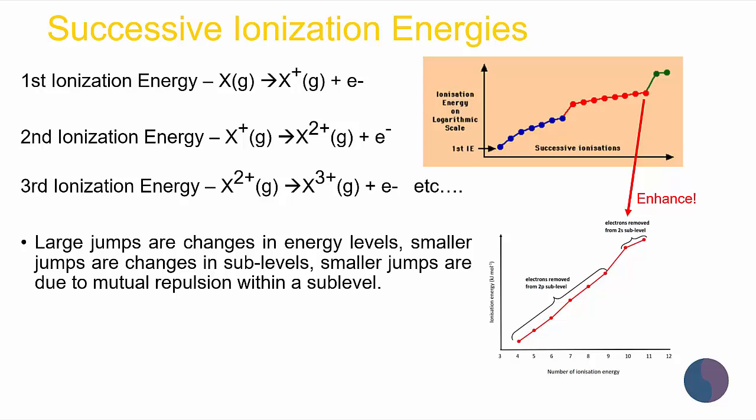Once you've got a handle of first ionisation energies, successive ionisation energies are a little bit easier. Make sure you've written this out from last video, and then all you do is grab that one there and repeat it to make it now for the second ionisation energy. You remove another mole of electrons, and then third ionisation energy, again just removing 1 mole of electrons.